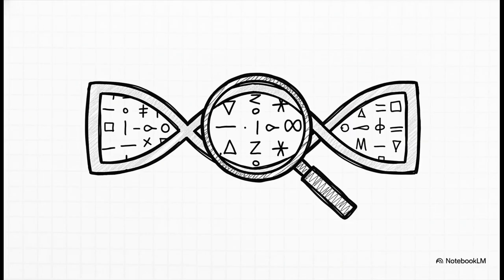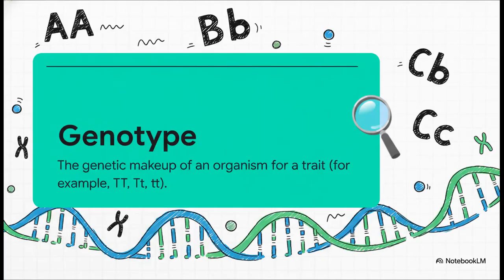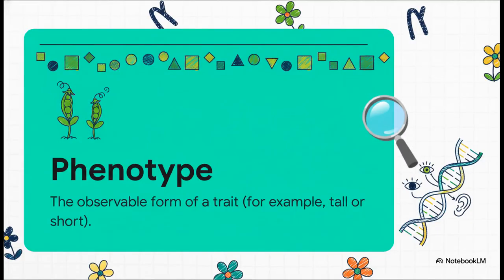And this whole shebang is controlled by the genetic code tucked away inside every single cell. So that genetic recipe, we call it the genotype. It's the blueprint for making those proteins. And what you actually see, the tall plant, the attached earlobe, that's the phenotype.